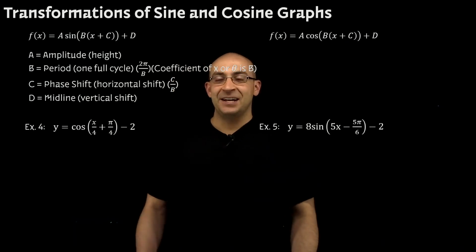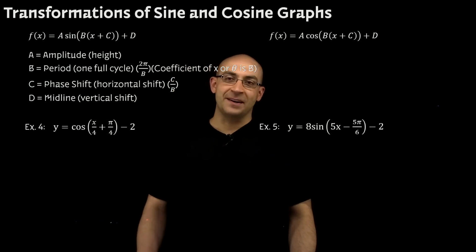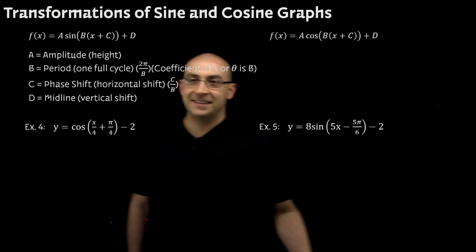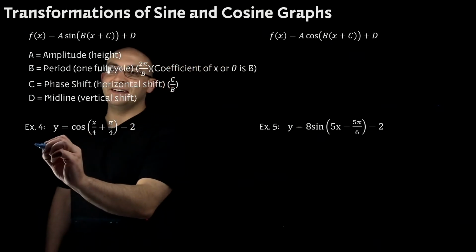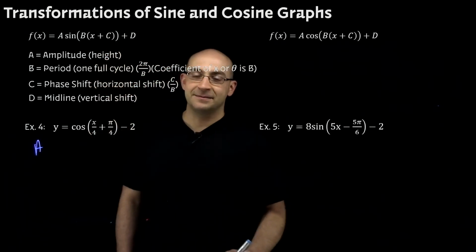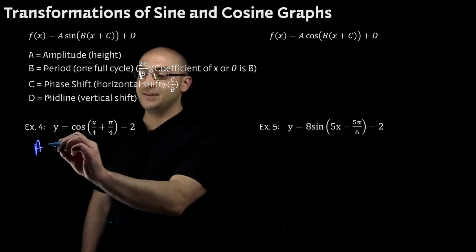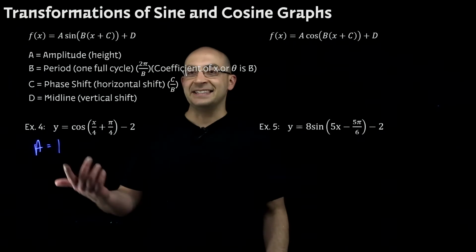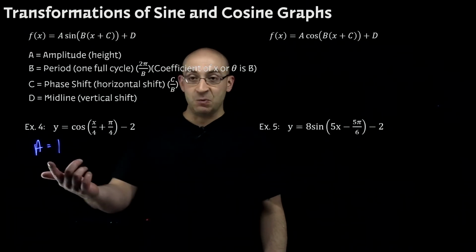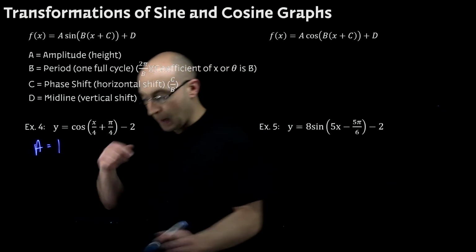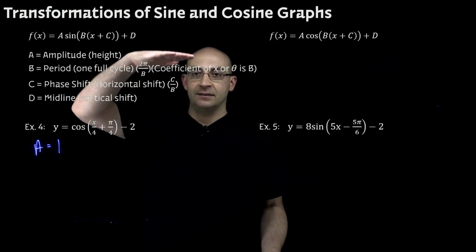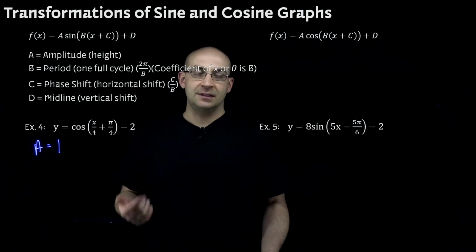Example 4. Y equals cosine times the quantity of x over 4 plus pi over 4 minus 2. Amplitude is the number in front of the cosine value. Well, there is no number in front of cosine, so the amplitude is just 1. Right? That's all it is, because there was nothing there. I can't say 0 because if it was 0, it would cancel everything out. It's 1. Now remember, on our parent functions, it's 1 anyway, because it goes to 1 on top and it goes to -1 for its minimum, right?